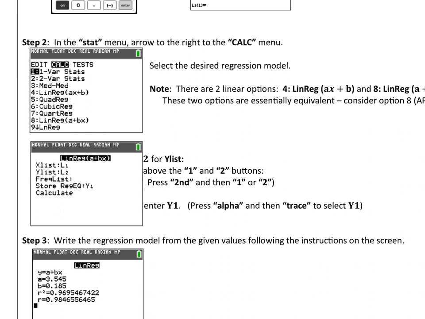What does it say in the picture? Y1. We want to put a Y1 right there because it will ask your calculator to go ahead and type whatever regression you get into Y1 for you. You don't have to round numbers. You don't have to type numbers.